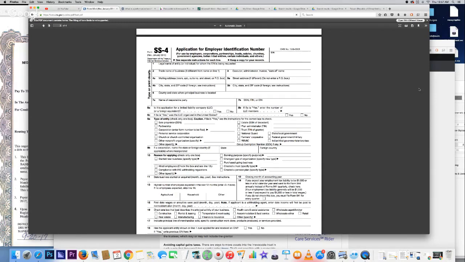Executive, administrator, trustee, care of name. That's also going to be the corporation. The mailing address.